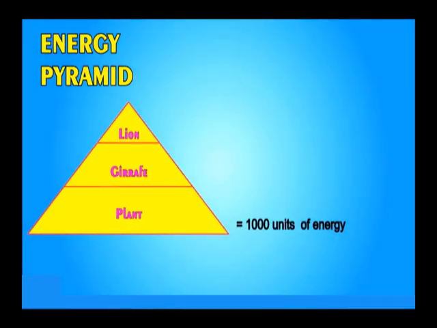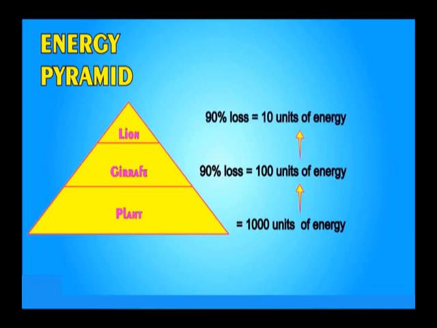Let's say that the plants absorbed 1000 units of energy from the sun. When transferred to the giraffe, 90% of it is lost, so the giraffe gets 100 units of energy. When the lion eats the giraffe, 90% of the 100 units is lost, so the lion gets 10 units of energy.